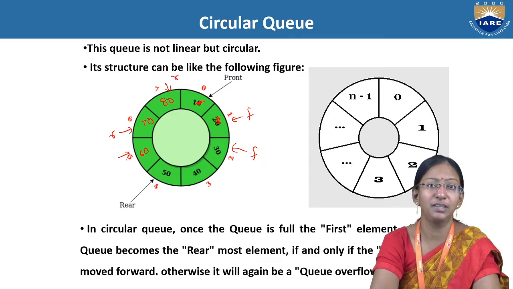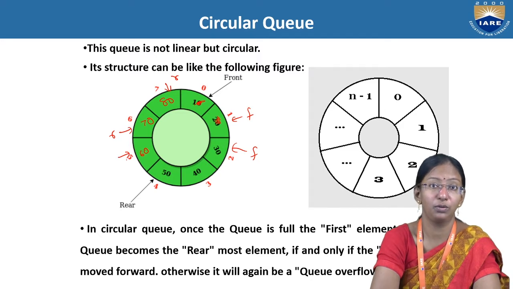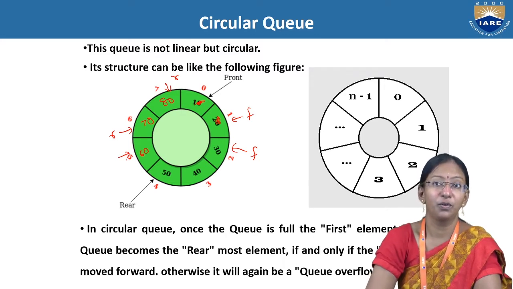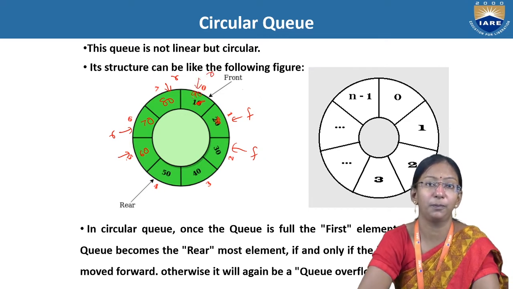Again, if I want to insert 90, if this was a linear queue, it would have objected, saying that my rear's index value is the max index value which the queue can accommodate, and I cannot entertain you. But a circular queue will not say that. It will check whether the front is holding the 0th index. If not, it will change the position of rear to 0 and it will help me to insert the element.